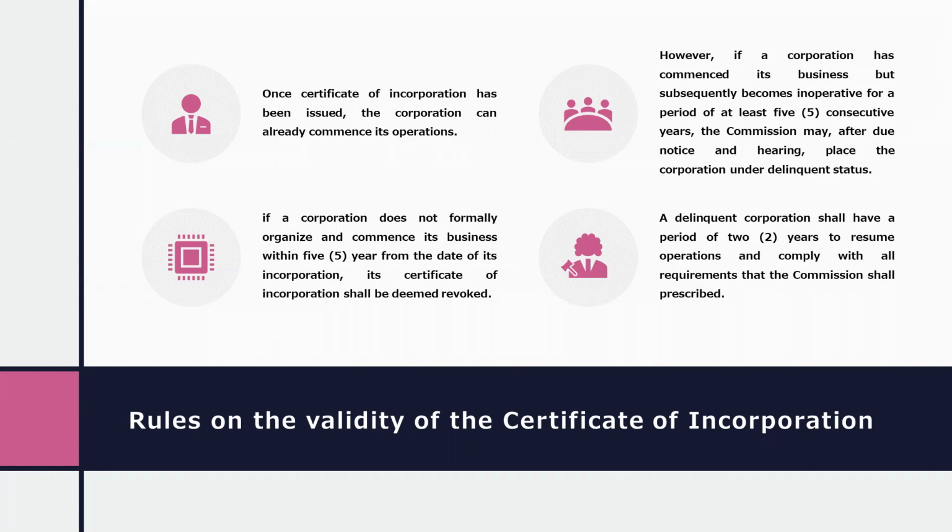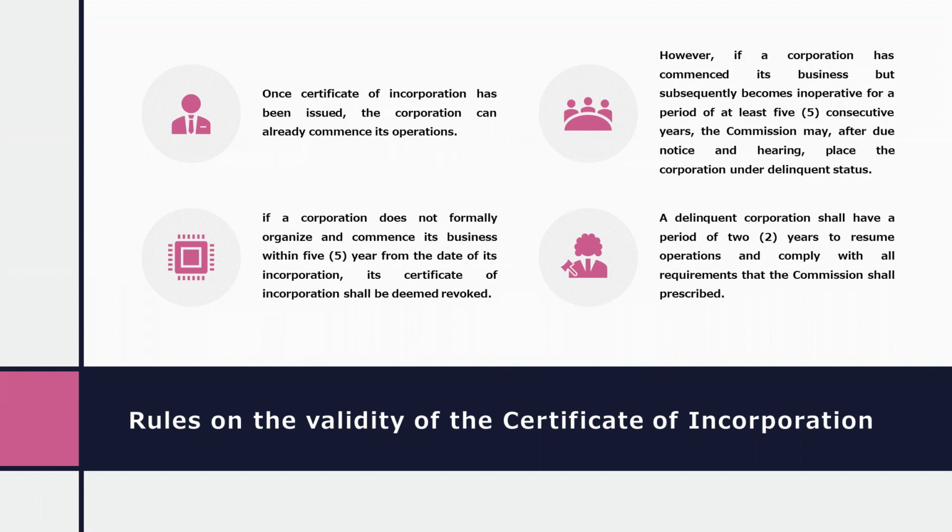incorporation. However, if a corporation has commenced its business but subsequently becomes inoperative for a period of at least 5 consecutive years, then the commission may, after due notice and hearing, place the corporation under delinquent status. So, nakapag-operate siya within 5 years, kaso lang, nag-stop siyang mag-operate. Nag-stop siya ng operation. So, if nag-stop siya ng operations for 5 consecutive years, it is possible that the certificate of incorporation of that corporation will be revoked or mapo-forfeit na. Ipo-forfeit ng SEC or Commission or Securities and Exchange Commission.